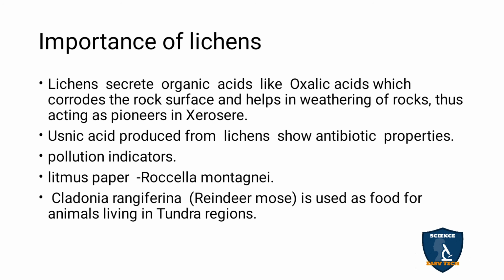Cladonia rangiferina is a reindeer moss, and it is acting as a food for animals in tundra regions. So Cladonia rangiferina is a reindeer moss, a reindeer moss lichen which is acting as a food for the animals living in the tundra region. This also they may ask in 1 mark. So reindeer moss, that is Cladonia rangiferina, used as a food for the animals in the tundra region.